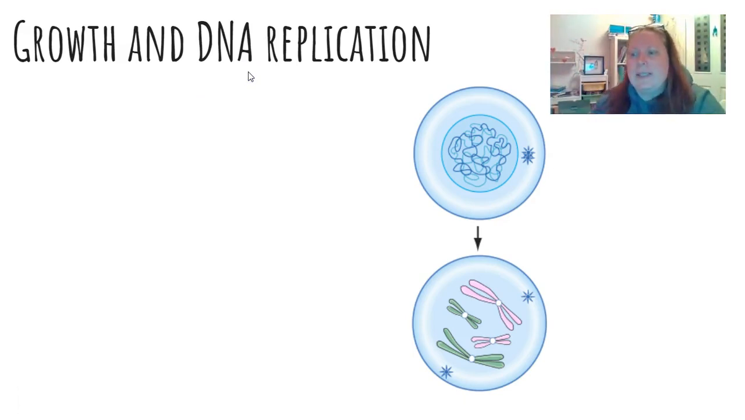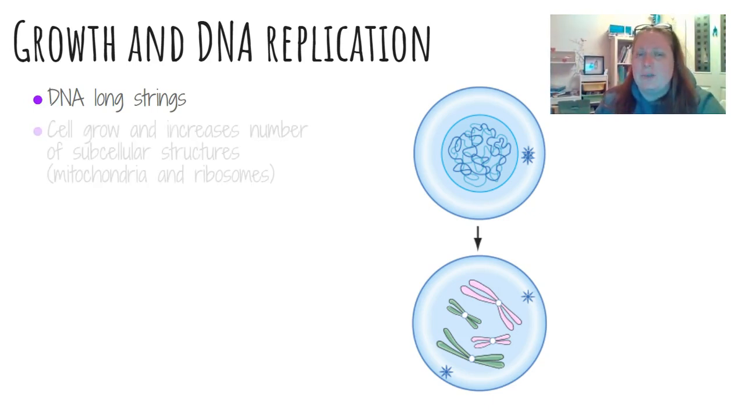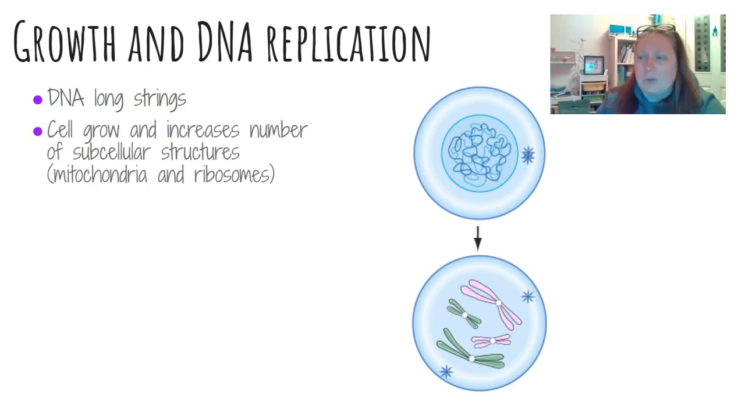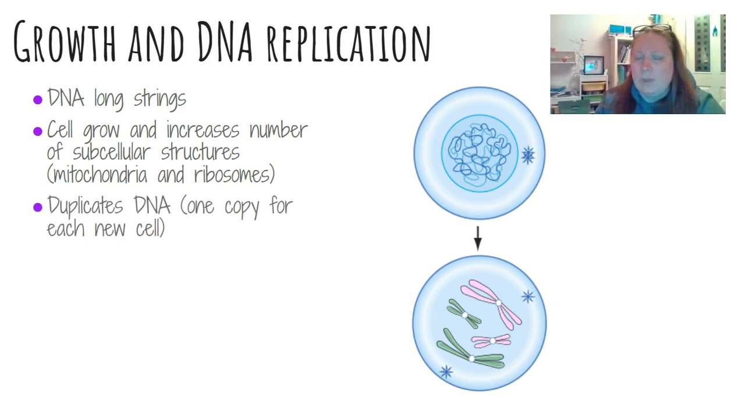You need to know about these 2 main stages of the cell cycle. So growth and DNA replication. In the cell that's not dividing, the DNA is all spread out in long strings. Before it divides, the cell has to grow and increase the amount of subcellular structures. These are things like mitochondria and ribosomes. It makes more of those so that there are enough for both cells to have. It then duplicates its DNA, so there's 1 copy for each new cell. The DNA is copied and forms X-shaped chromosomes. Each arm of the chromosome is an exact duplicate of the other.